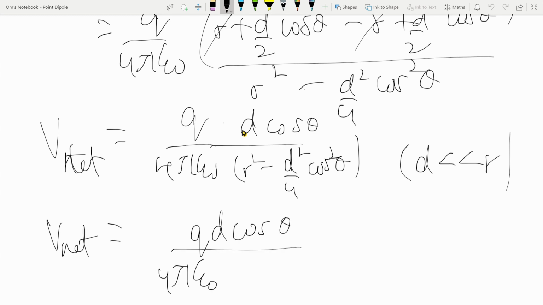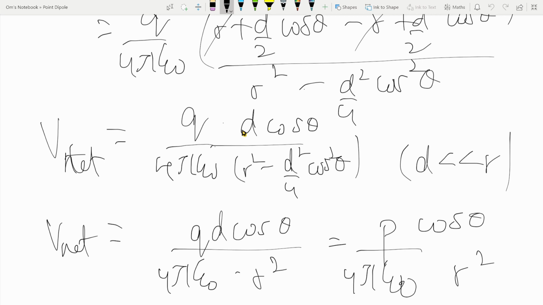And if you remember, we defined a quantity in the beginning of this video, which I told you is indicative of the strength of a particular dipole. This quantity is actually p, that is the electric dipole moment. So we'll now substitute this quantity, and we can write this to be equal to p cos theta by 4 pi epsilon naught r square. So this over here is the conventionally used expression for the electric potential due to an electric dipole.